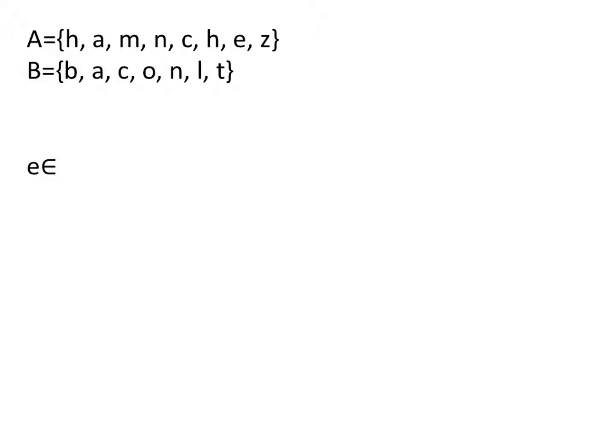What about something like this? Set A is the letters of ham and cheese, and set B is bacon, lettuce, and tomato. Well, I can't find E in set B, but I do see E in set A, so E is an element of set A. And that would be the answer for this one.